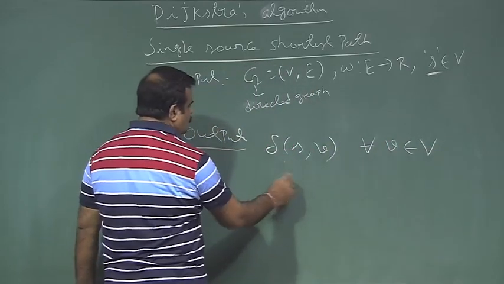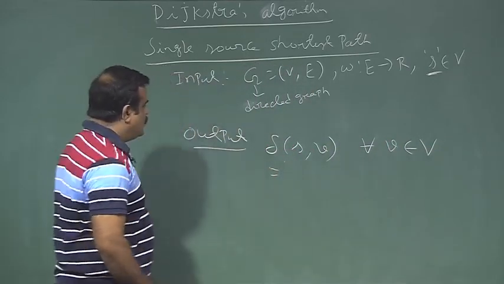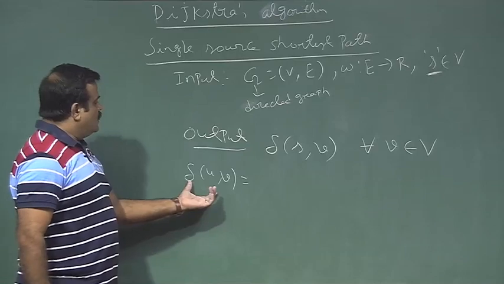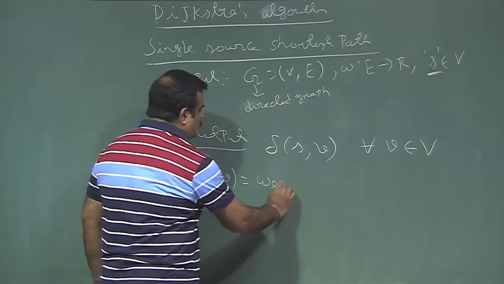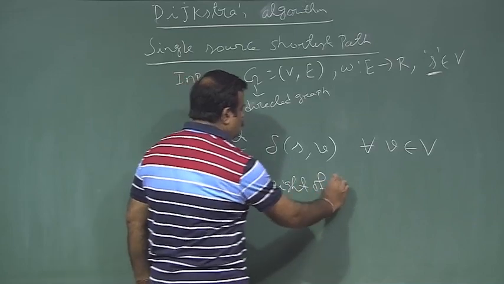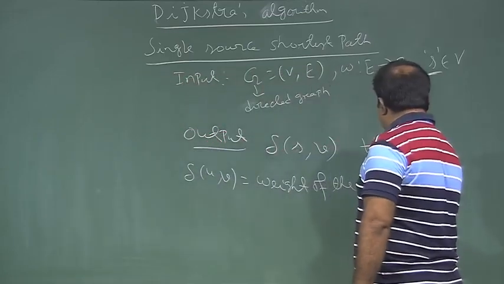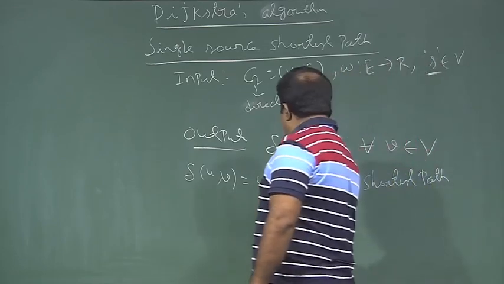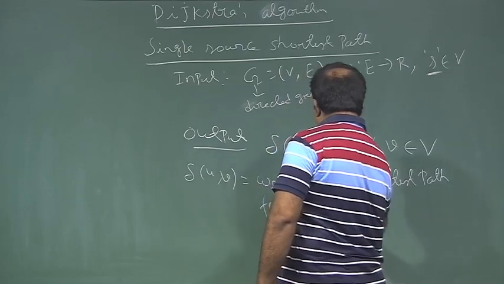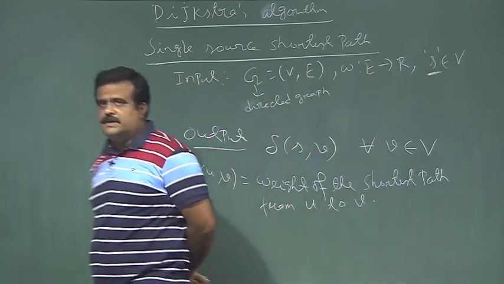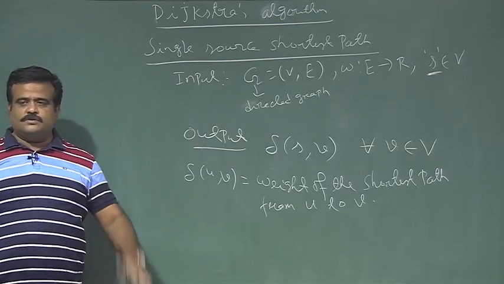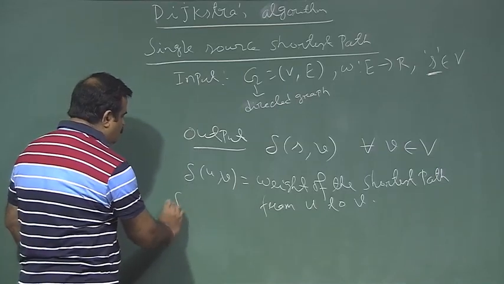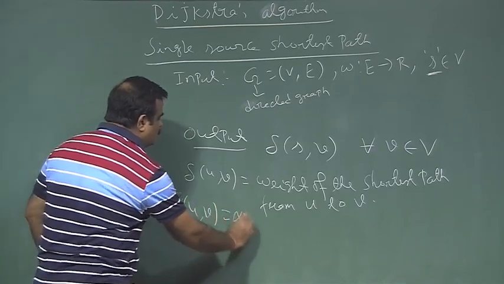So delta of U comma V, as we know from the last class, we defined as the weight of the shortest path from U to V. So U and V are any two vertices, then the weight of the shortest path from U to V. If there is no shortest path from U to V, we define this delta of U comma V as infinity.